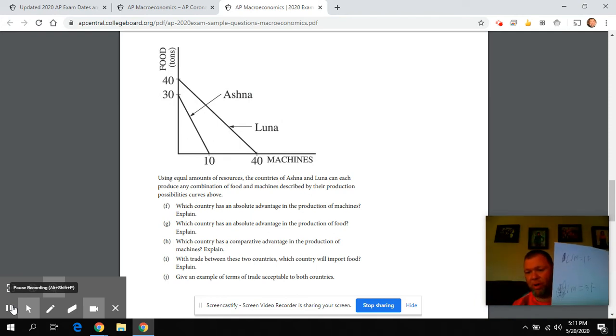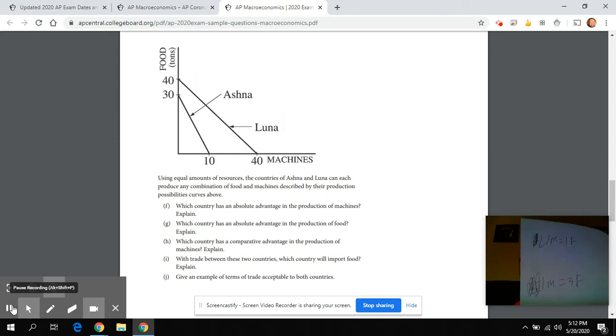So if they're going to trade, Ashna will have to pay food for the machine. Luna wants to get food for a machine. So we're looking at the cost of food here. So for Luna to give up a machine, they have to get more than 1 unit of food. They're not going to give up one of their machines for anything less, so they're going to have to get more than one. For Ashna, they don't want to pay more than 3 foods for a machine. If it costs them more than 3 foods to get a machine, they can just do it themselves.